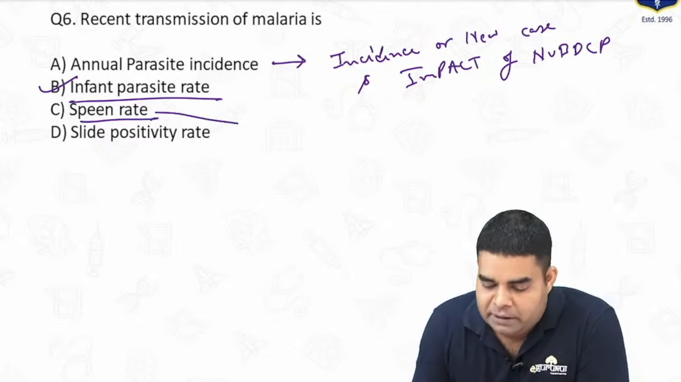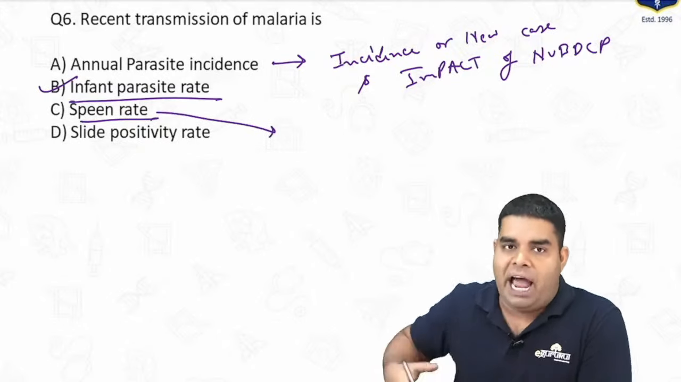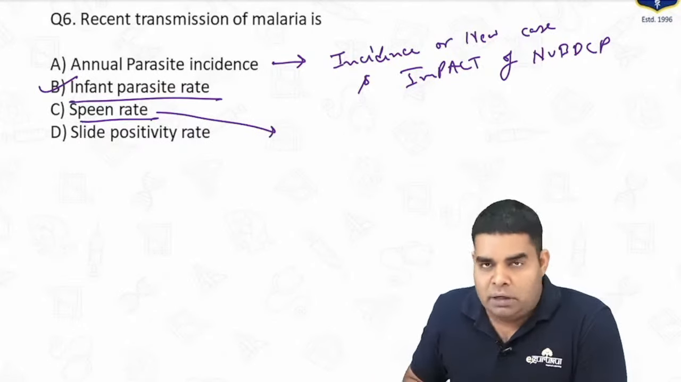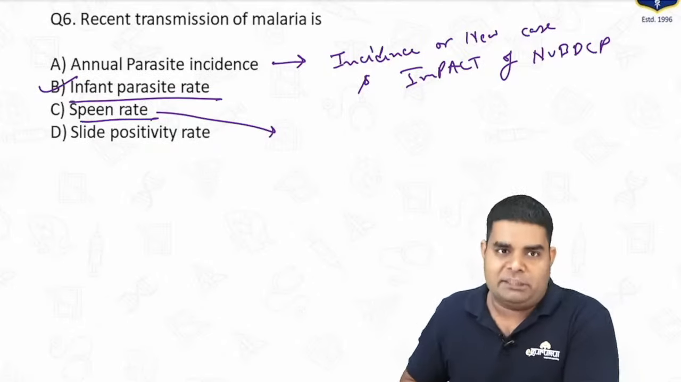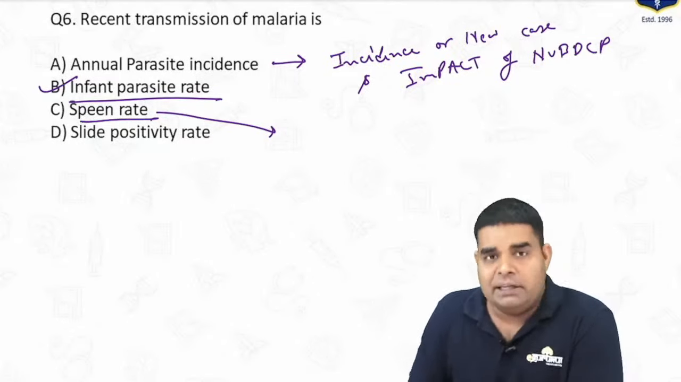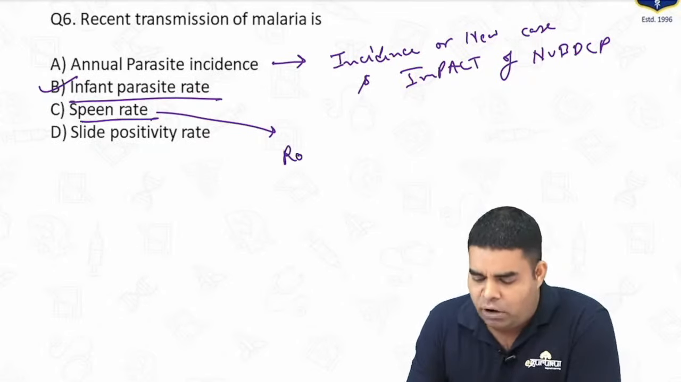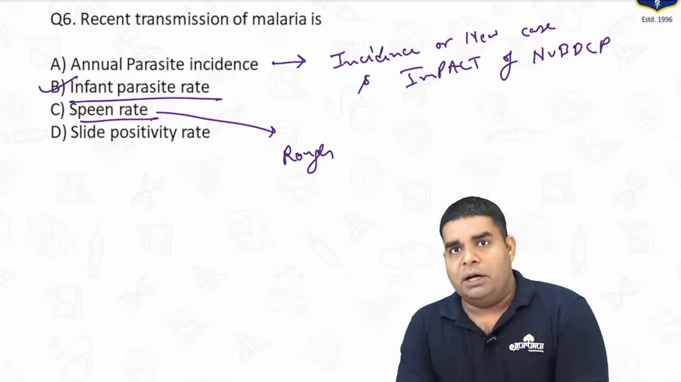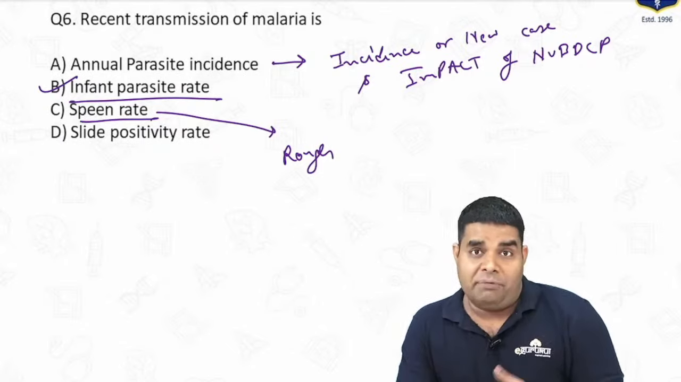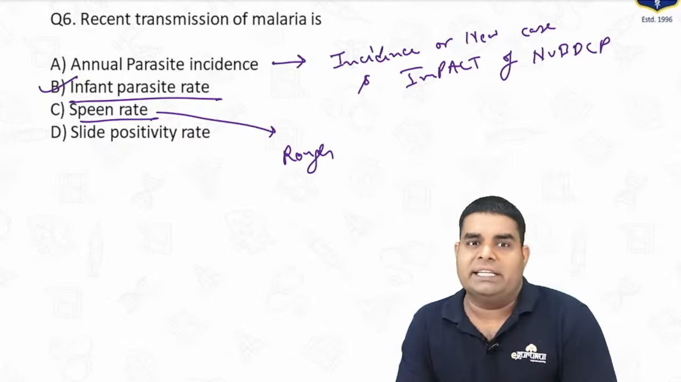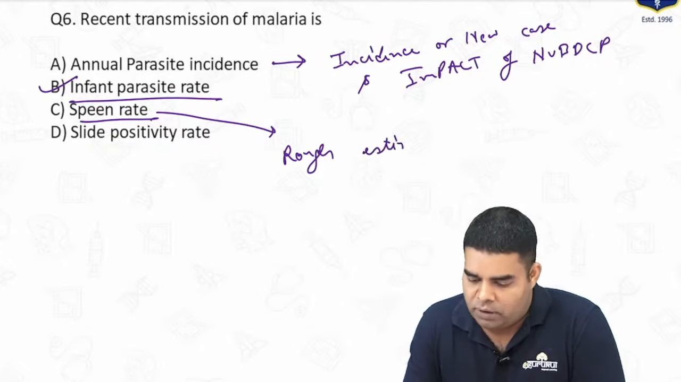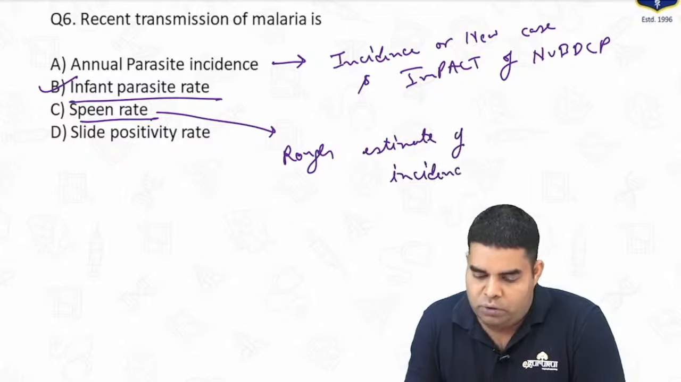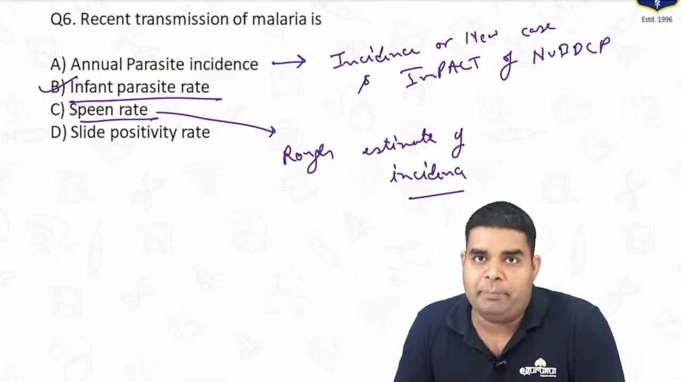Spleen rate simply means how many children have an enlarged spleen. Out of the total population of children between 2 to 10 years, how many have an enlarged spleen? That is the spleen rate. So it is a rough estimate of detecting how many new cases are occurring. Okay. So it is a rough estimate of incidence. But if you want to know the recent transmission, infant parasite rate is best.